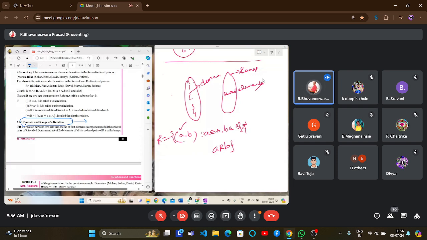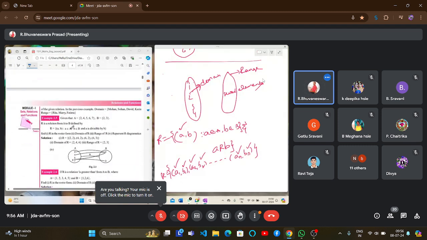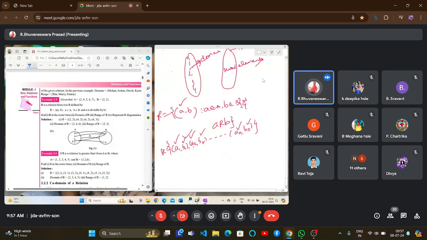So this is an ordered pair. For example, (a1, b1) and (a2, b2) and so on, (an, bn). These are the ordered pairs. So in every ordered pair, the first elements are called domains, and the second elements are called ranges. Okay, we discussed this, and this ordered pair I want to represent diagrammatically like this, right?